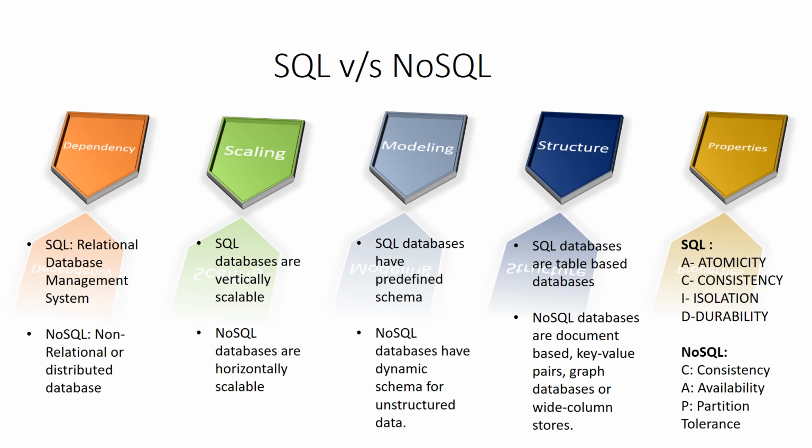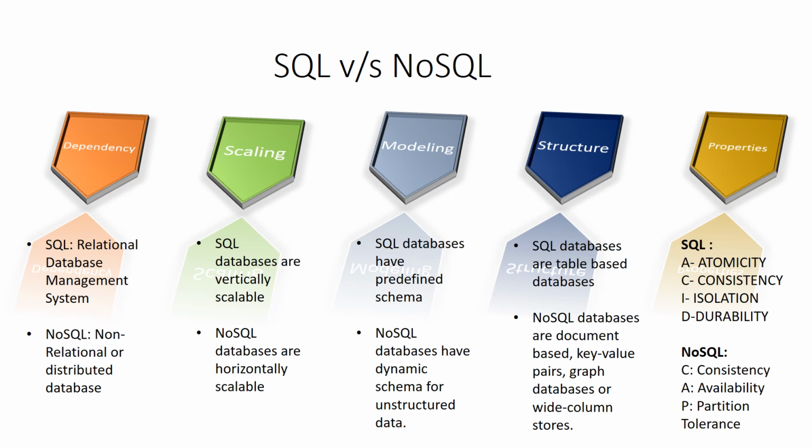SQL is a relational database management system and has predefined schema and works on tables, whereas NoSQL is a non-relational database management system and has dynamic schema and works on key value pair, graph, document, and wide columns.